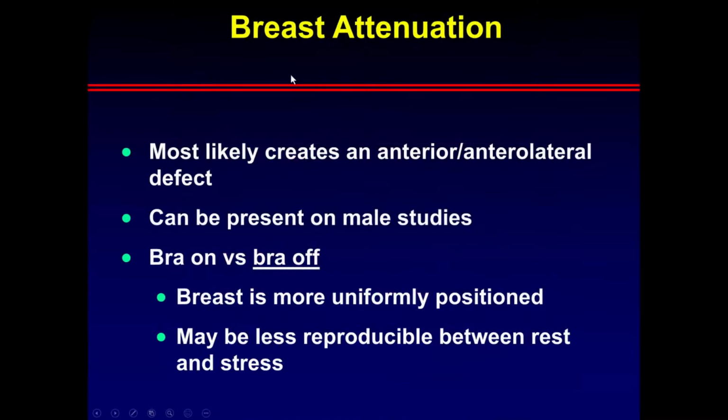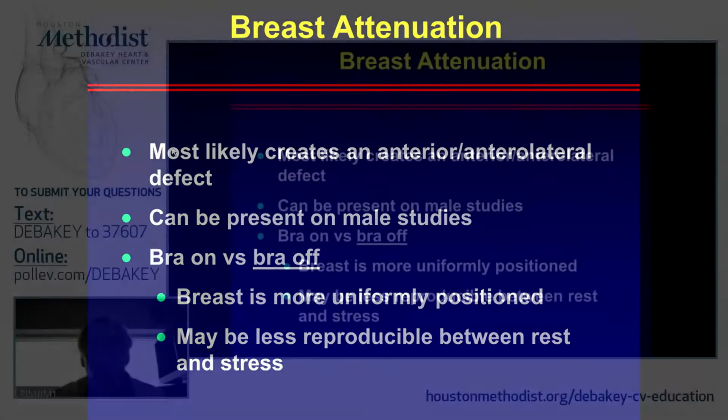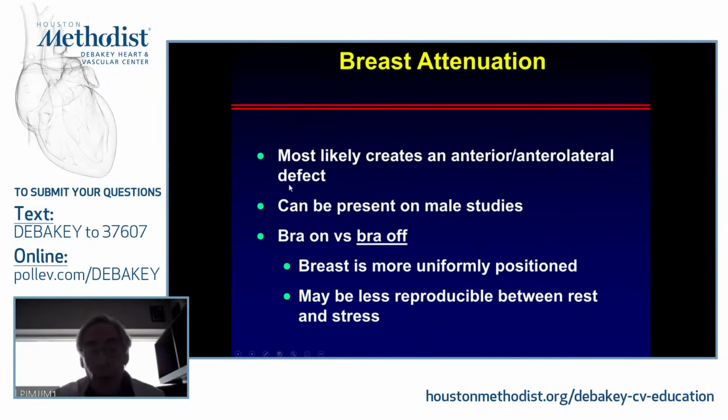Okay. Other types of attenuation, breast attenuation. This most likely creates an anterior and anterolateral perfusion defect. It can be present in male patients as well. Don't be deceived. There's a lot of men that have a lot of upper chest fat and upper chest muscle that can cause attenuation artifacts. It's best that the breast be uniformly positioned when you're doing your stress and rest imaging. Otherwise, you're going to get not comparable images, and that's going to also affect your interpretation.